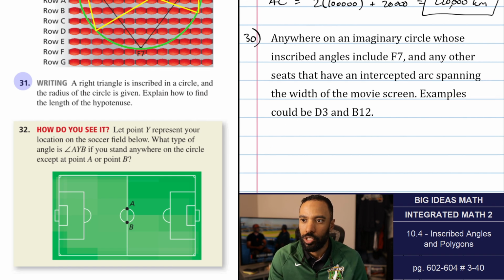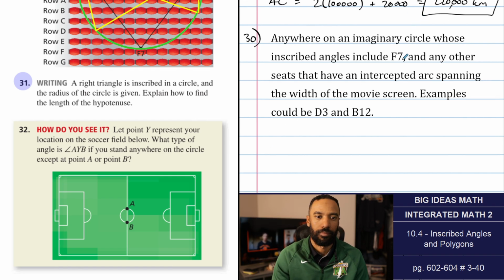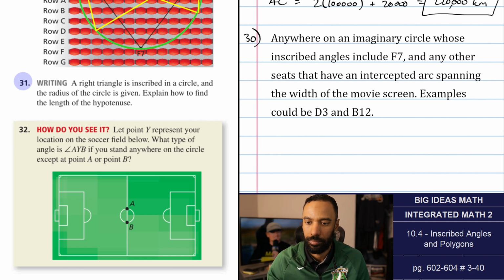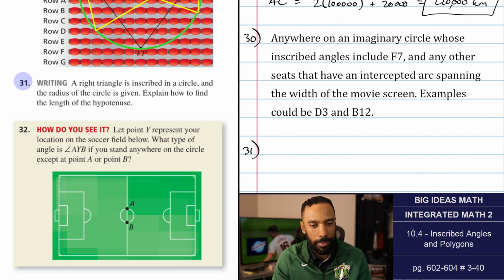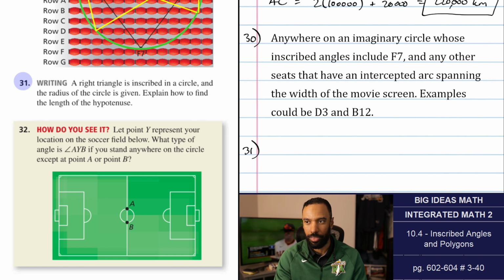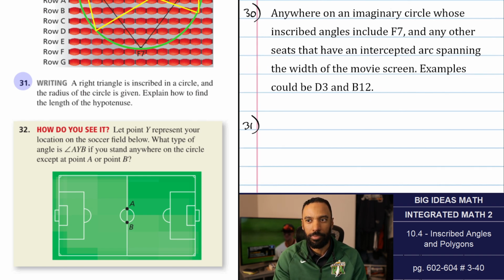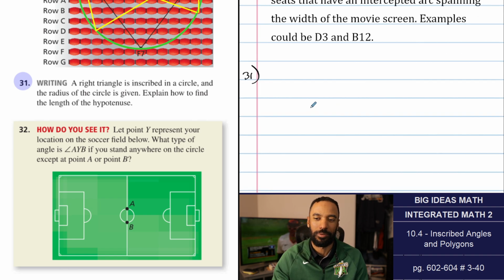All right, here we go. Let's go to number 31 in writing. Okay, a right triangle is inscribed in a circle and the radius of the circle is given. Explain how to find the length of the hypotenuse. So this is something where I feel better about seeing how they represented the theorem.